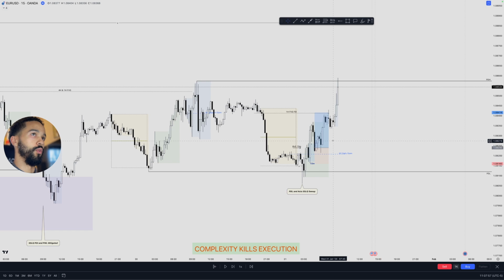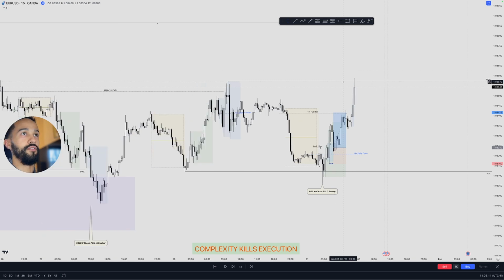There was news and whatnot, and it went up to eventually take some more buy side liquidity. But that was it for me for the day, because of all the news that happened in New York, and it was a good way to end January.